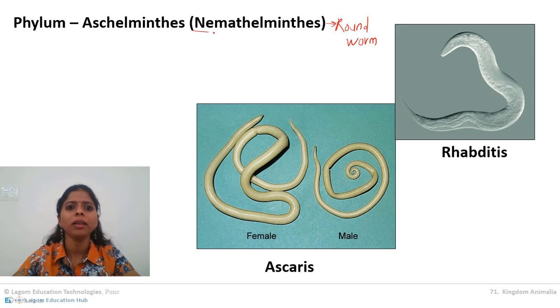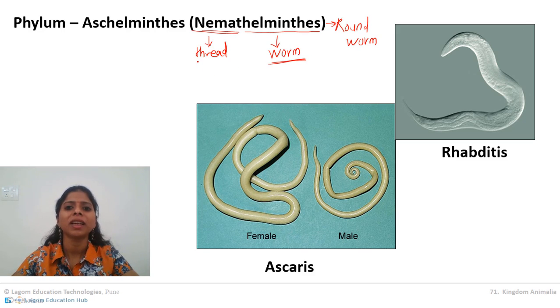Nemat means thread. So these animals are basically thread-like, and helminth means, as we studied in the last phylum, worm. So these are thread-like worms, roundworms. That's why they are called Nemathelminthes.